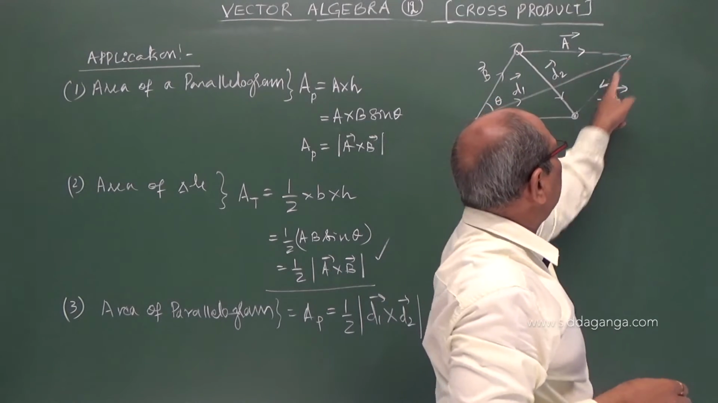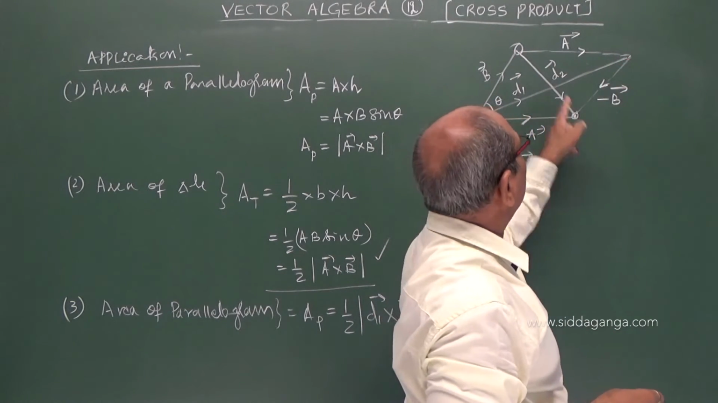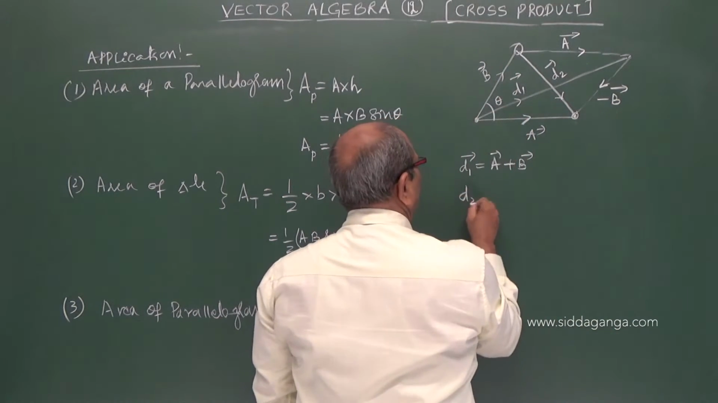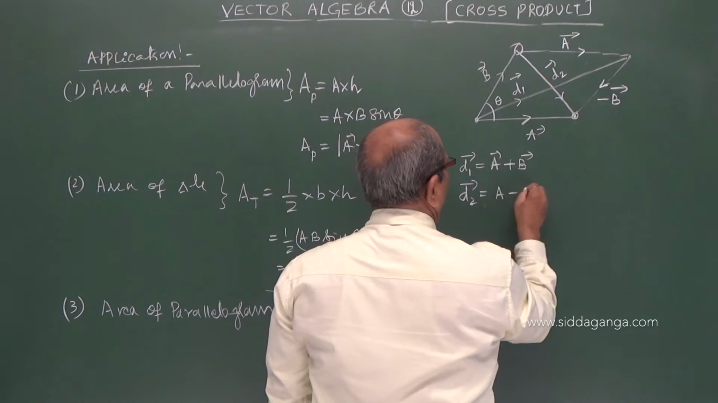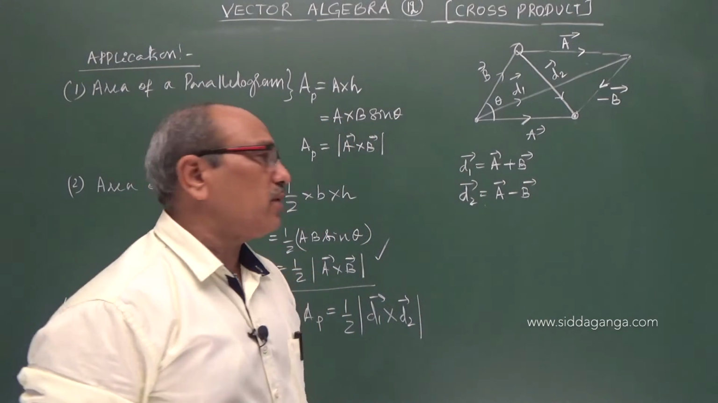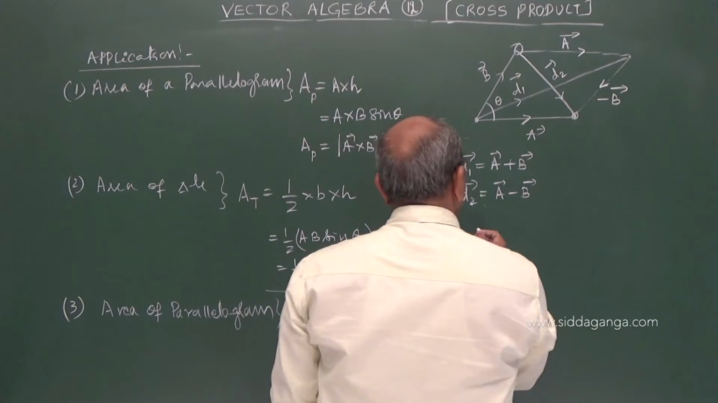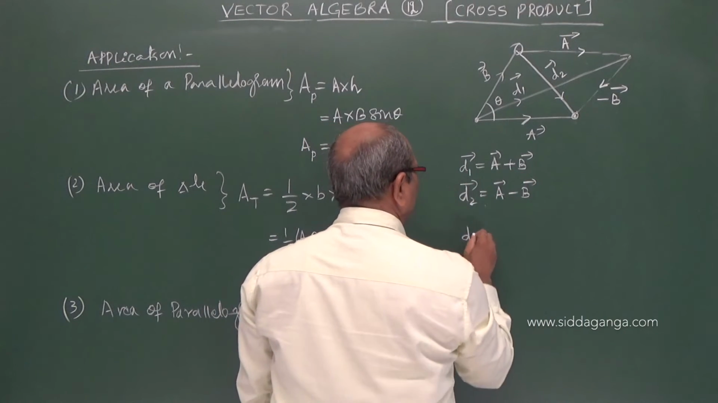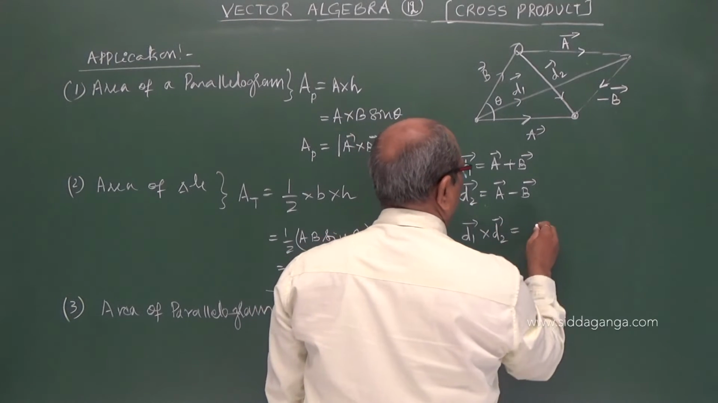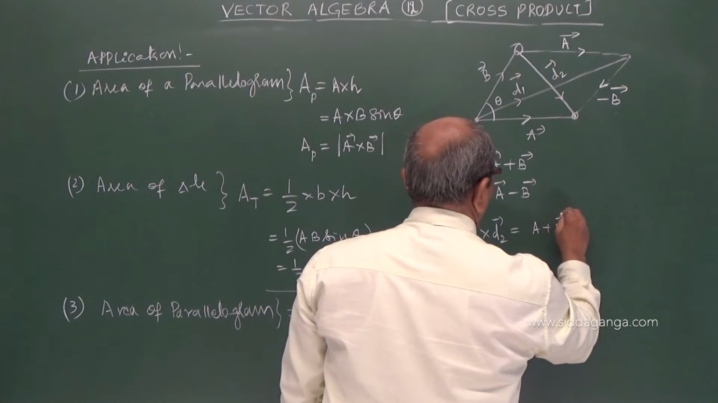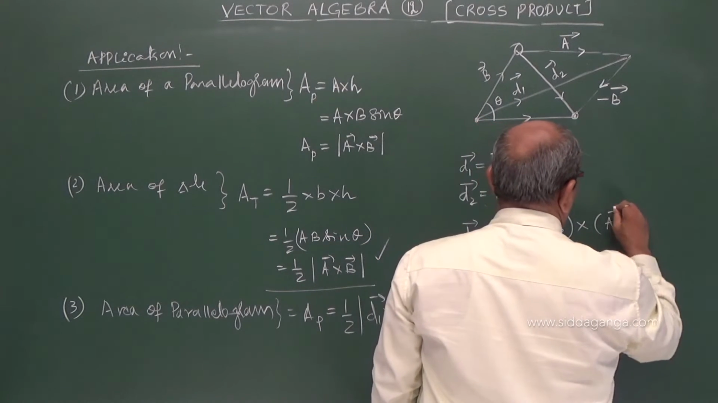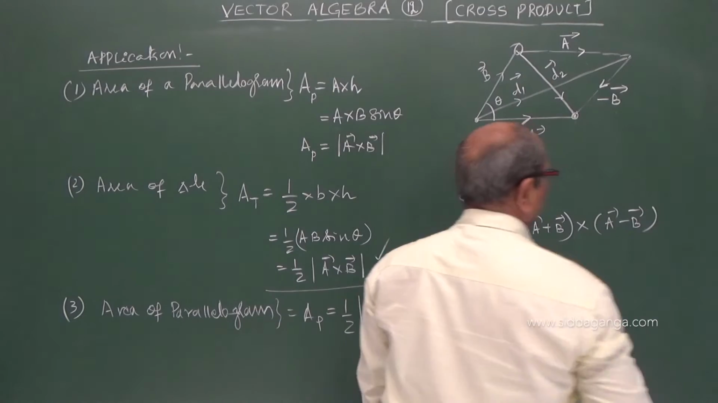Started from here, a to b, minus b, you reach here, this is d2. So that means d2 equal to a minus b. Now, the cross product of the two diagonals, d1 cross d2, is a plus b cross product of a minus b.